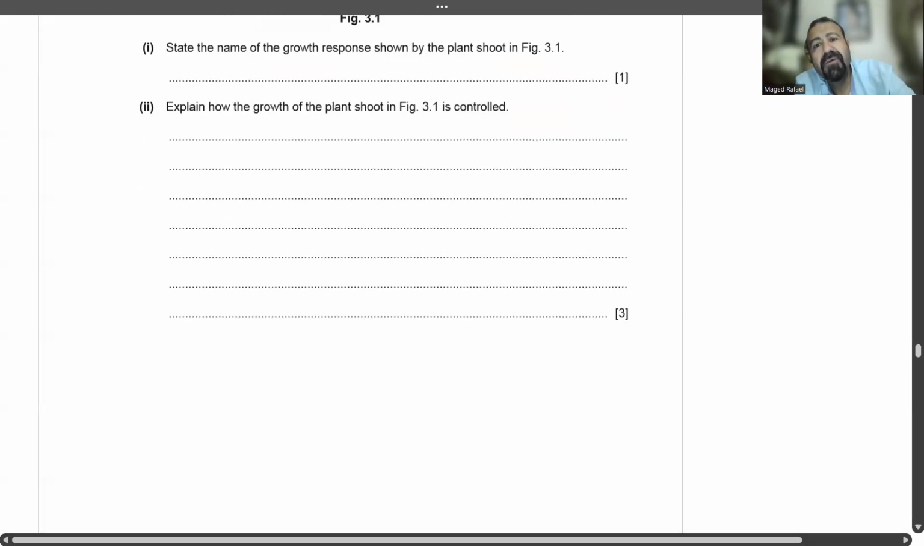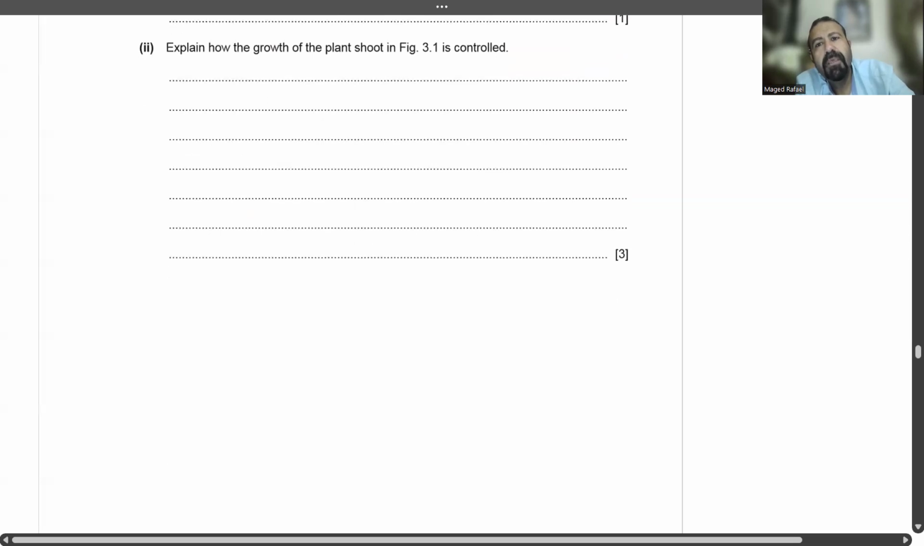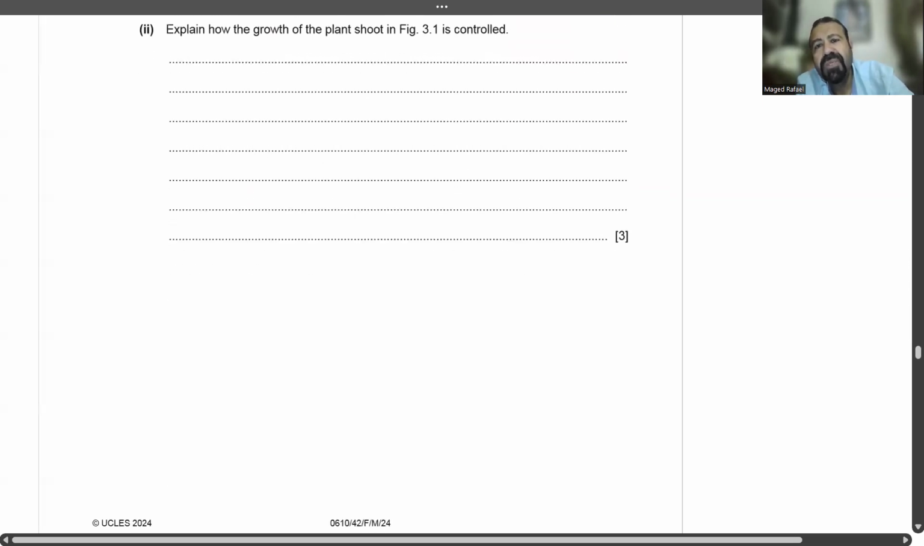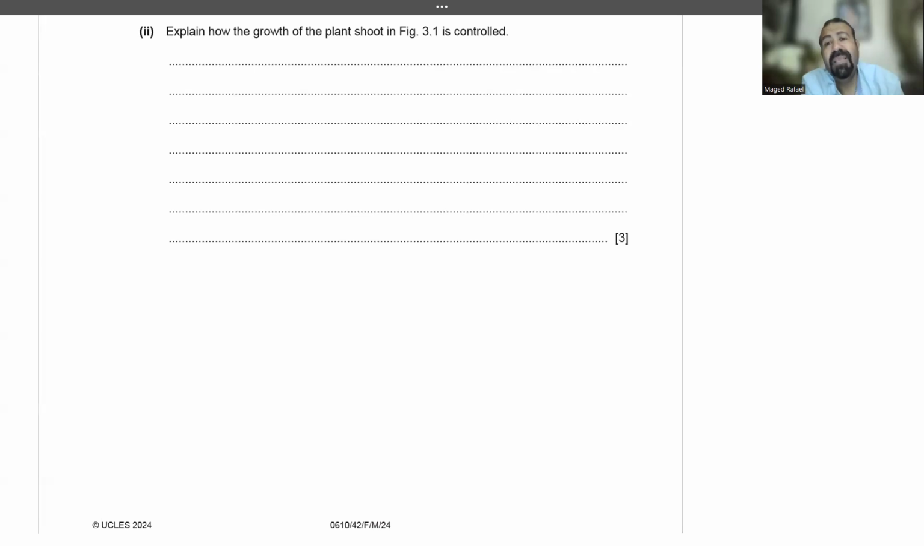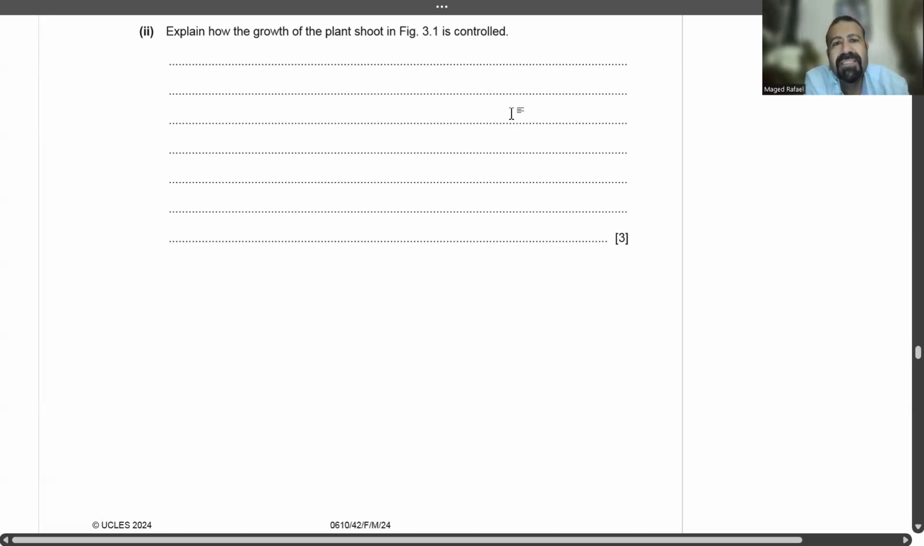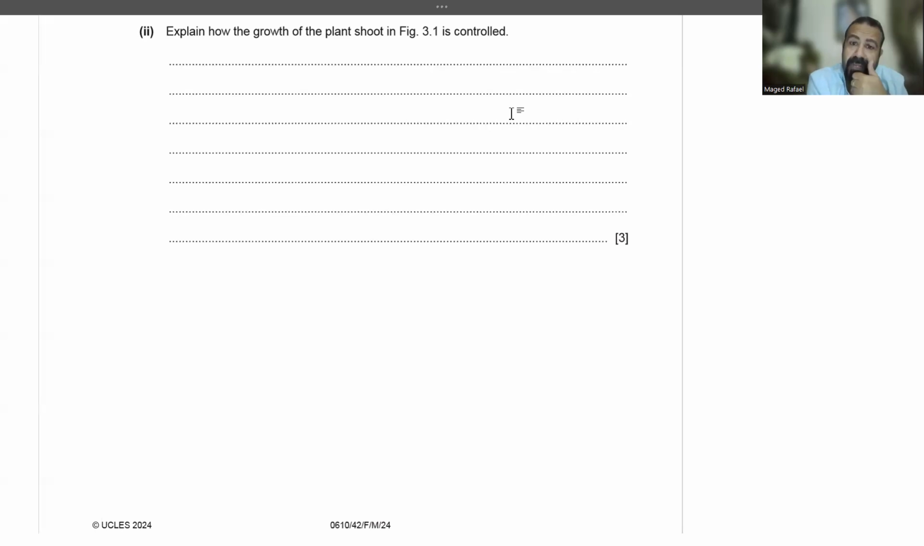Okay, so please read the question well. Based on the question we can write the answer. Explain how the growth of the plant shoot is controlled. Controlled means it's regulated by what? Regulated by the auxins made in the shoot tip, which diffuse or go down the shoot and cause cell elongation. Okay? Causes cell elongation.